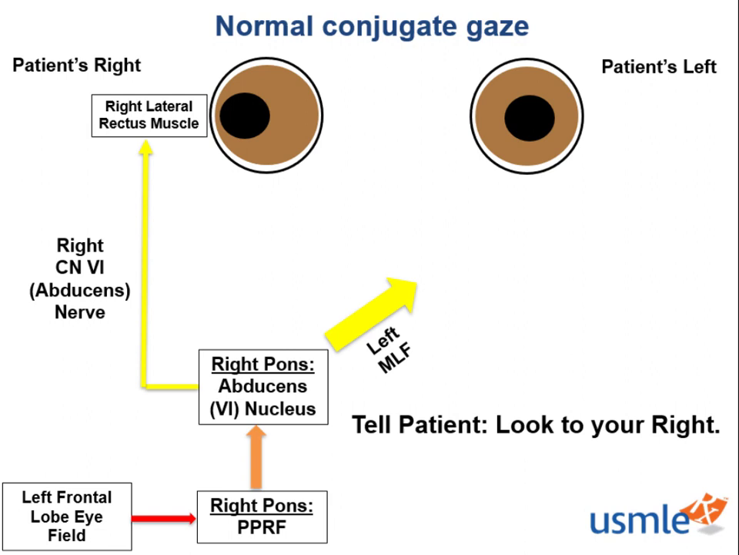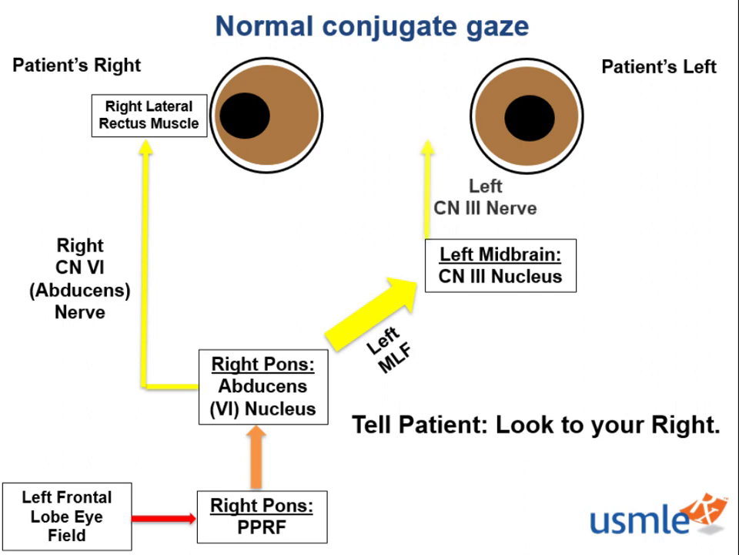Yes, the right abducens nucleus sends the left MLF because the MLF is named for its destination, which is the left cranial nerve 3 nucleus in the midbrain, which sends neuronal projections along the left cranial nerve 3 to the patient's left medial rectus muscle. Activation of the medial rectus muscle causes adduction of the patient's left eye. This is normal conjugate gaze to the patient's right.